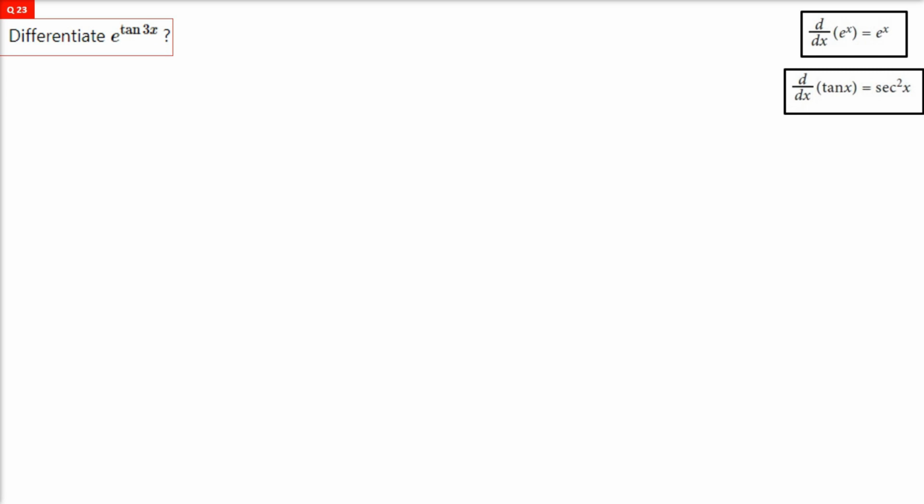Differentiate e to the power tan 3x. So e to the power x, the differentiation will be e to the power x only. So e to the power z, differentiation will be what? e to the power z only. So e to the power tan 3x it will be.